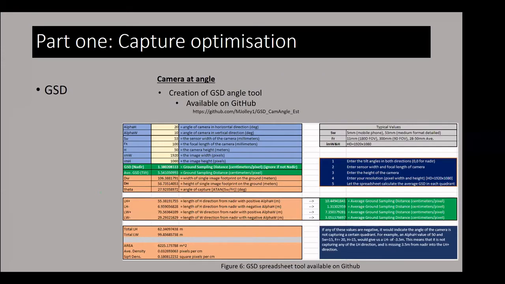So this is the tool that I created on the spreadsheet. It's available on GitHub, and it just adds an angle to a camera, which helps you describe the GSD in the 4 quadrants. It's still a little bit of a work in progress, but it's still decent enough to help you understand the general gist of how things impact GSD.